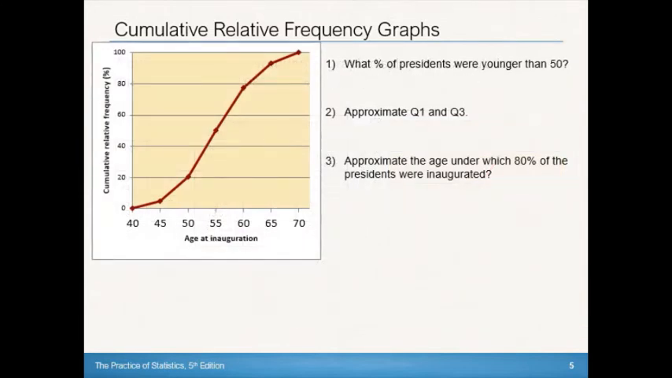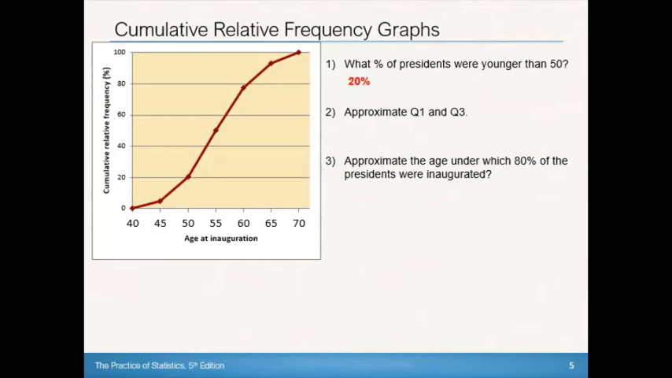All right, so let's ask some questions. We already did some on our worksheet, but let's do a couple more. What percent of presidents were younger than 50? We can see that pretty easily, it's 20. If we go up from the age 50, you hit that dot right about 20. It's maybe just a hair above 20.